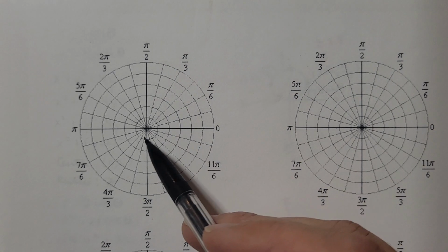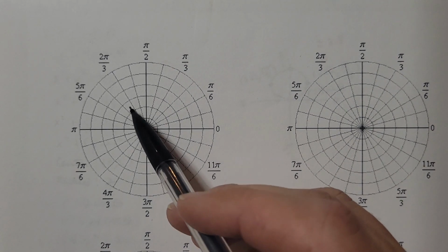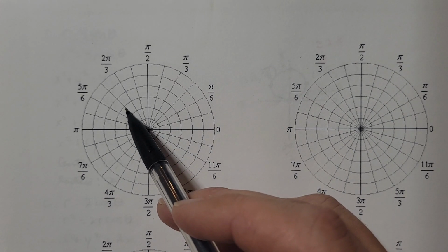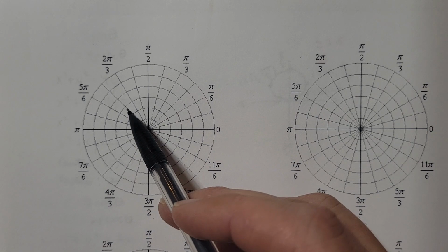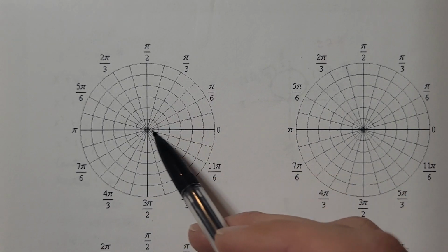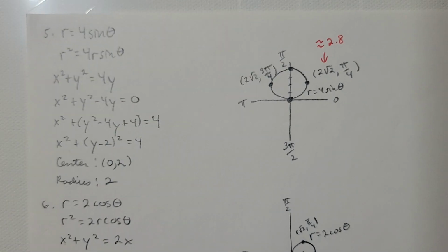Okay? And then do the same thing on the other side. On the radial line 3 pi over 4, I need to go out 2.8 units, roughly, and plot that point right there. Okay? And then once I have those 4 points, I can then draw the circle.